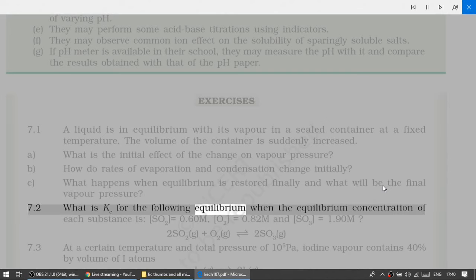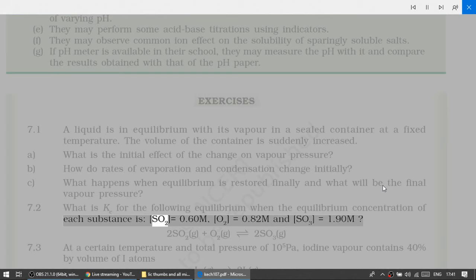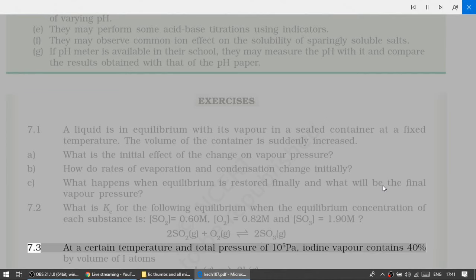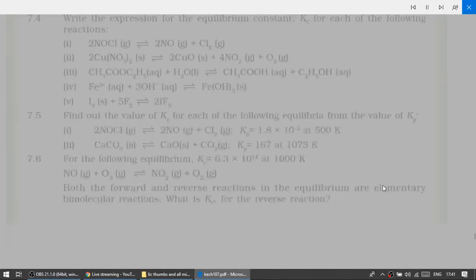7.2 What is Kc for the following equilibrium when the equilibrium concentration of each substance is: SO2 = 0.60 M, O2 = 0.82 M and SO3 = 1.90 M? 2SO2(g) + O2(g) ⇌ 2SO3(g). 7.3 At a certain temperature and total pressure of 10^5 Pa, iodine vapor contains 40% by volume of I atoms, I2(g) ⇌ 2I(g). Calculate Kp for the equilibrium.